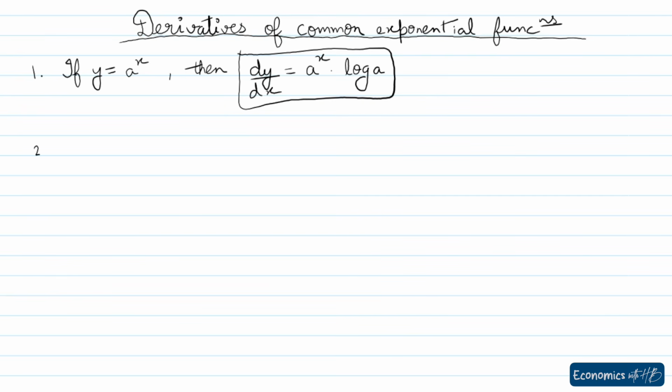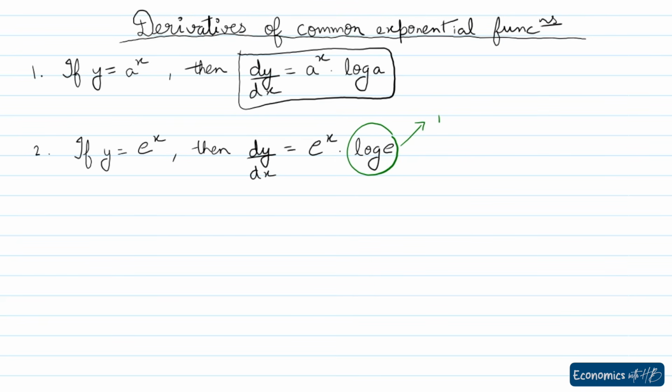See the second one. If y is equal to e to the power x, now here the base is e instead of a, then the derivative dy by dx is equal to e to the power x as it is into log of the base, which is log of e. Now we know that log e is equal to 1. So if y is equal to e to the power x, then dy by dx is also e to the power x. Simple, nothing to do. Wherever y is equal to e to the power x is given, its derivative is the same, e to the power x.